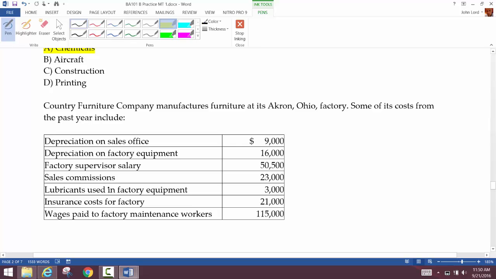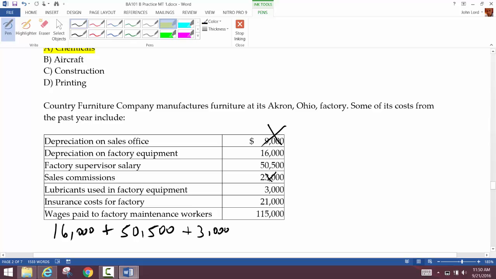How about depreciation on the sales office? Sales is not manufacturing, right? So I'm going to take that out. How about depreciation on the factory equipment? Yep, got to pick that up. That's 16,000. Good. How about factory supervisor salary? Yeah, he's indirect, and she's indirect, and it's factory. 50,500. How about sales commissions? No, those will be expensed, right? Okay. How about lubricants? Indirect materials, got to pick those up.